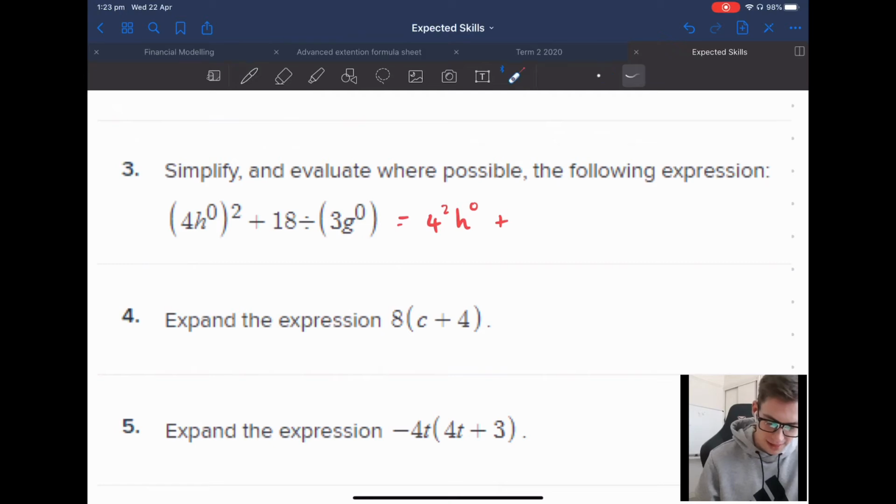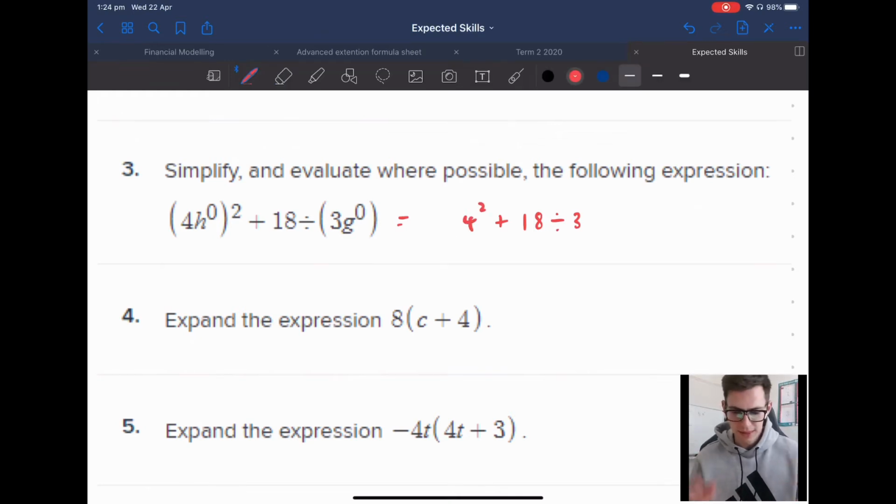now I'm going to simplify this second bracket before I do my division bit. So I'm just going to write it out again and go 18 divided by, now this is 3 times g to the 0. It's not all to the power of 0, otherwise it would be in brackets. So it's 3 times 1, because remember anything to the power of 0 is 1, or just 3. Now I'm also going to tidy up that h, because h to the 0 is just 1. Again, I don't need to write that either.